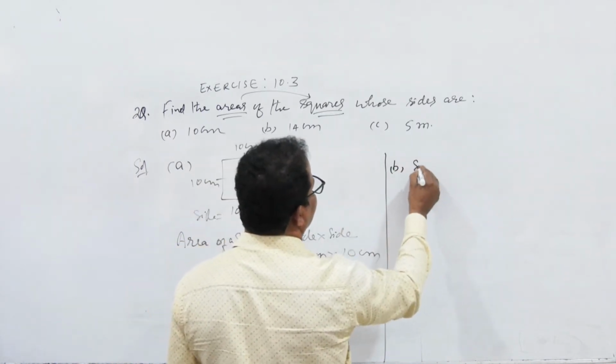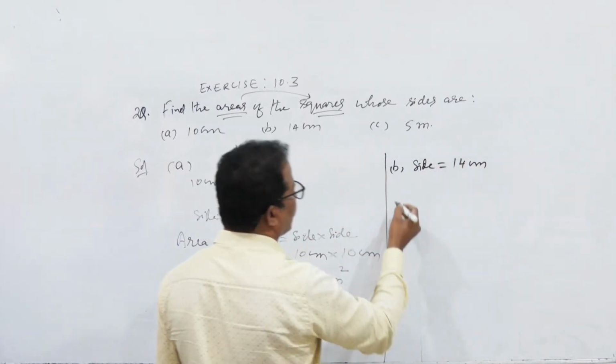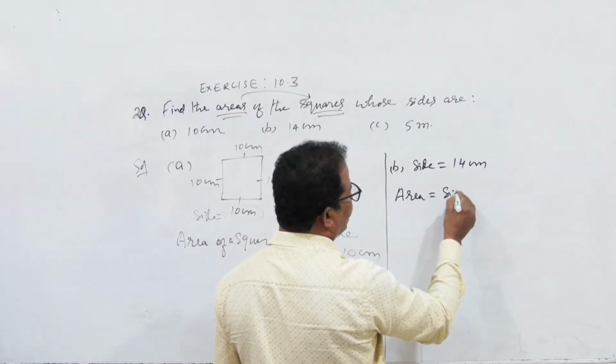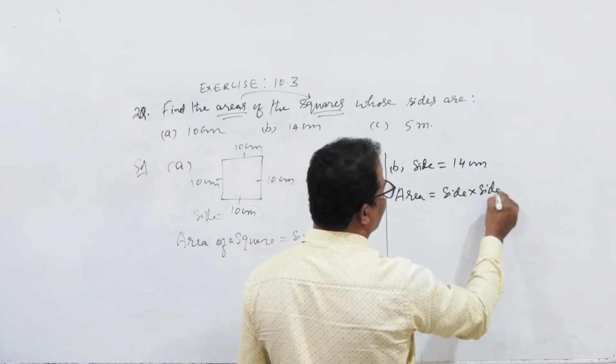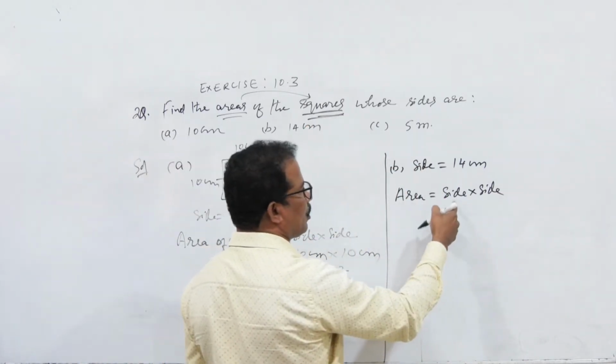So in the next question, that is B, what is the side given here? The side of the square is 14 centimeter. We need to find what? Area. Area of a square is how much? Side into side. Because in this question we are talking about squares only. That is, area of a square is equal to side into side.